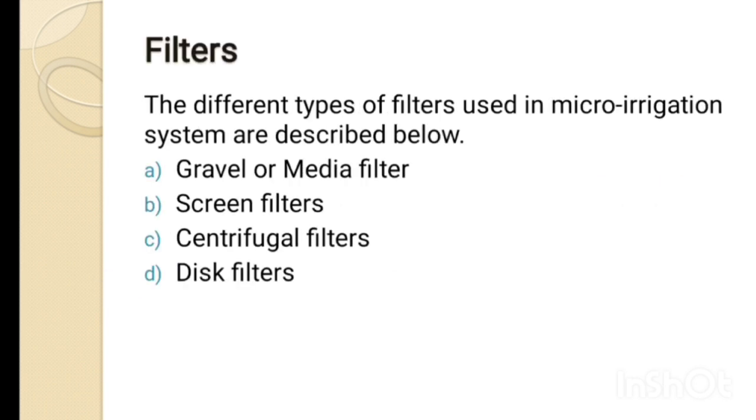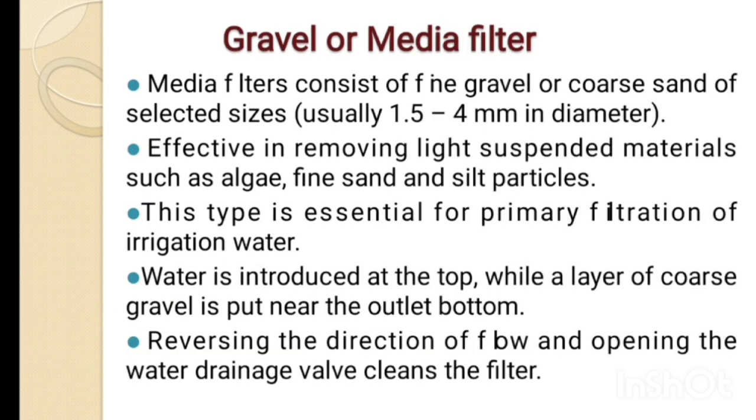There are four types of filters. First one is gravel or media filters, screen filters, centrifugal filters and disc filters. First is the gravel or media filters. It has gravel or coarse sand layers of different sizes. It can effectively remove the light suspended materials like algae, fine sands, and silt particles. This is a primary filtration of the irrigation method, and it can be cleaned by reversing the direction of flow and opening the water drainage valves.